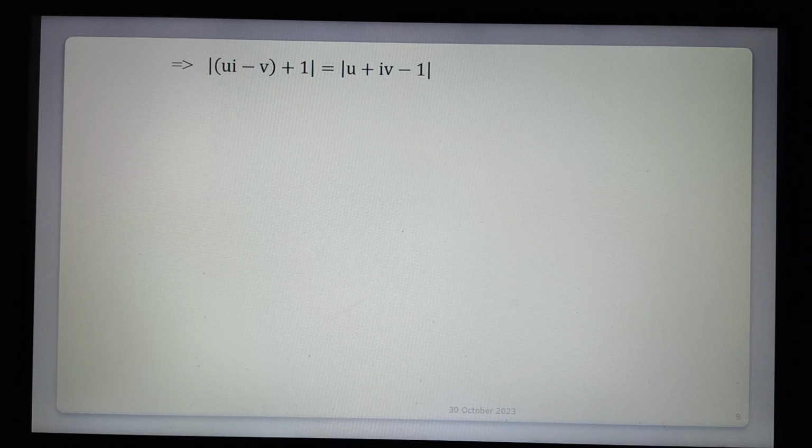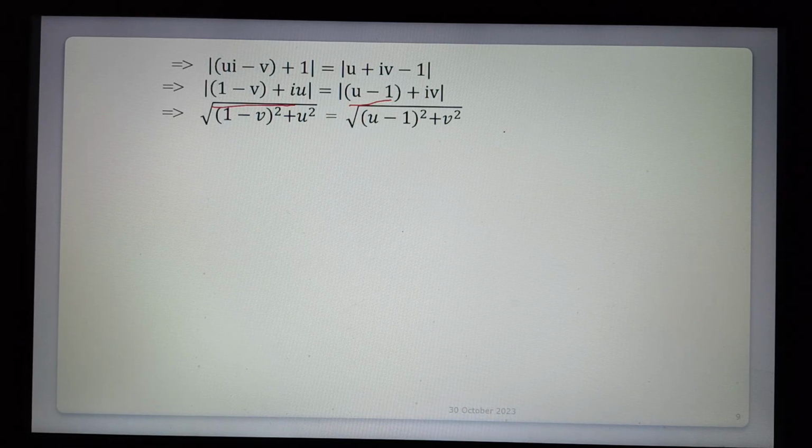Now simplification: mod of ui minus v plus 1 is equal to mod of u plus iv minus 1. Taking the real part, what is the real part here? 1 minus v, and the imaginary part is iu. On the other side, the real part is u minus 1, plus i into v. This is also a complex number x plus iy, and mod of x plus iy is the square root of x square plus y square. So here we get square root of 1 minus v whole square plus u square is equal to square root of u minus 1 whole square plus v square.